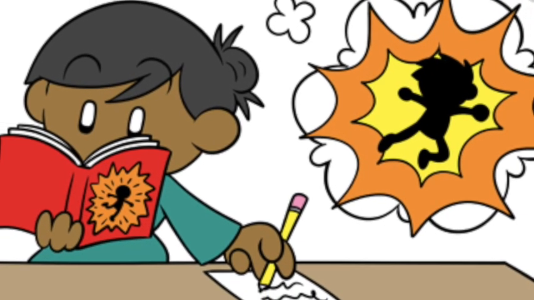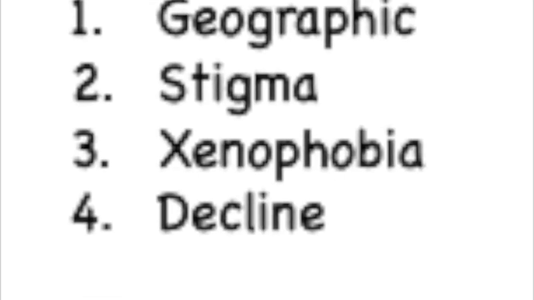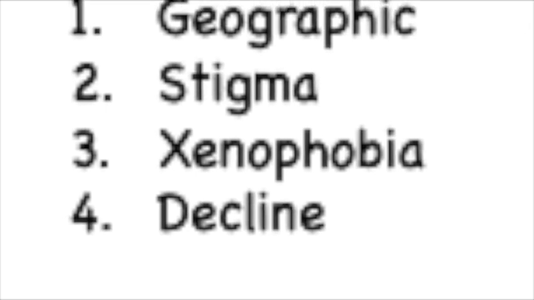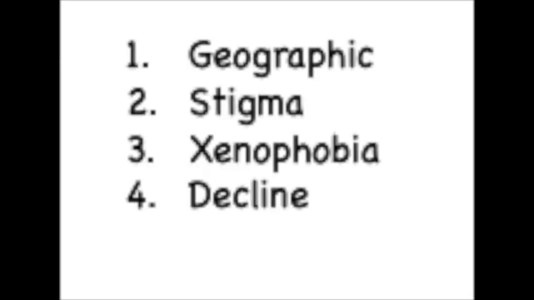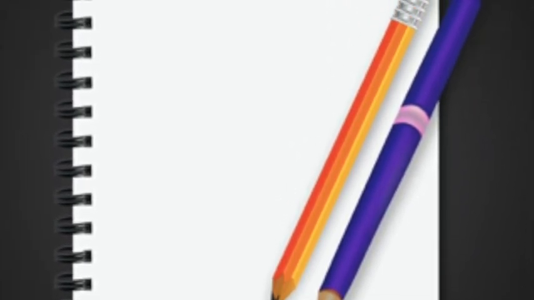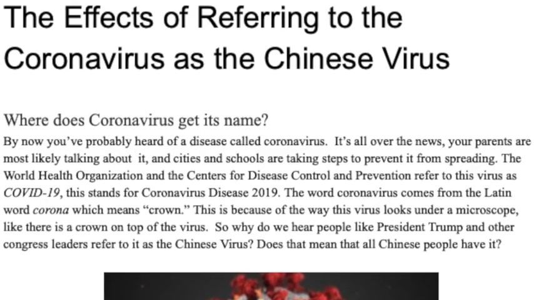Talking about new words, before we get started reading the article, let's preview some vocabulary. Geographic, stigma, xenophobia, and decline. Please open up your notebook and write these words down. While we read, you can fill out what they mean. All right, let's get started.